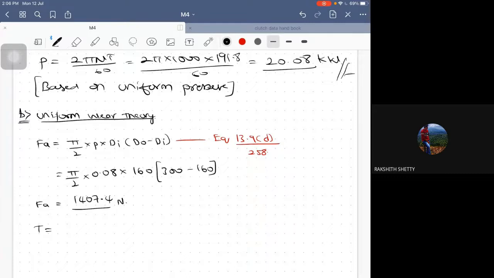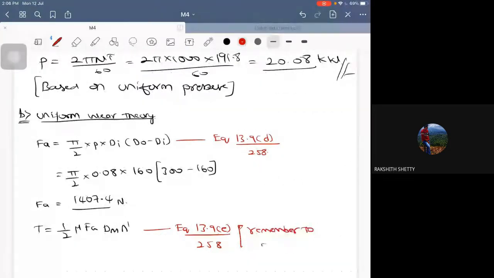Okay. So torque is the same thing. It is half mu Fa dm n dash, and this is taken from equation number 13.9e on page number 258. Remember to add n dash. Okay, don't forget that.